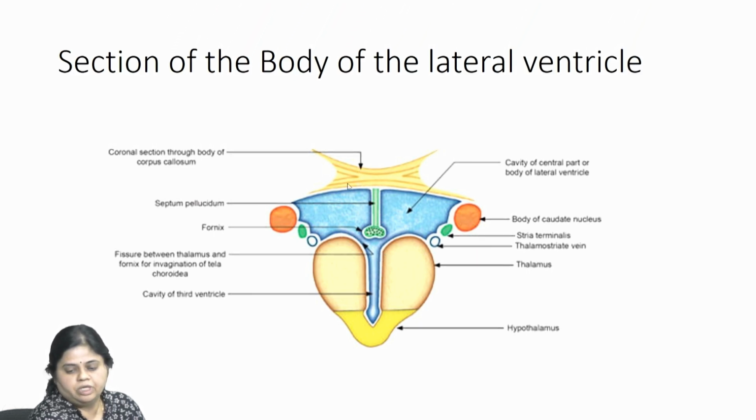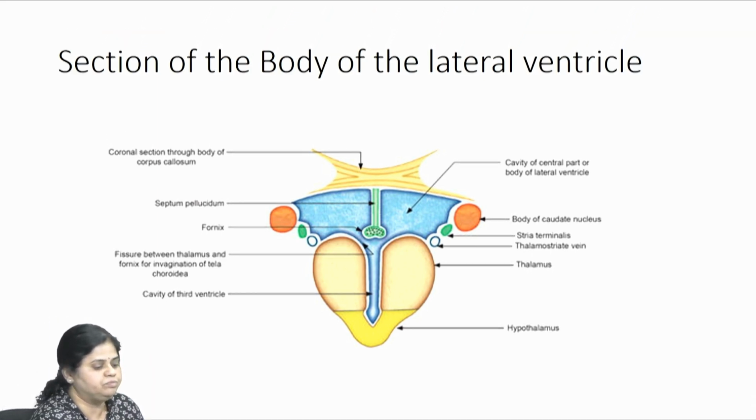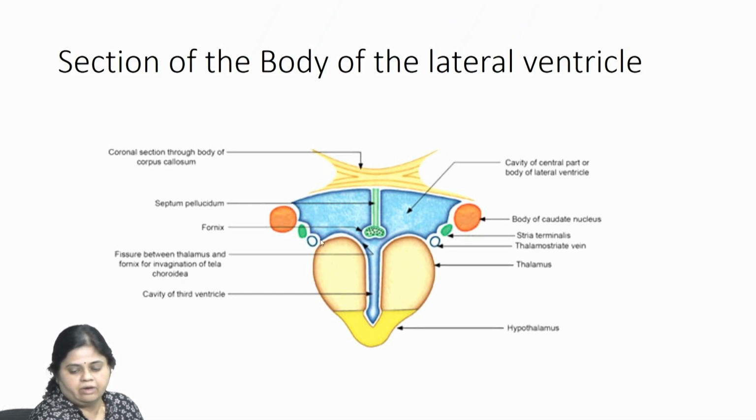Now coming to the superior relations, this is formed mainly by the corpus callosum, and inferiorly two important deep gray nuclei are present here. Laterally is the caudate. This is the caudate, head of the caudate nucleus mainly. If you come down, we have the thalamus.